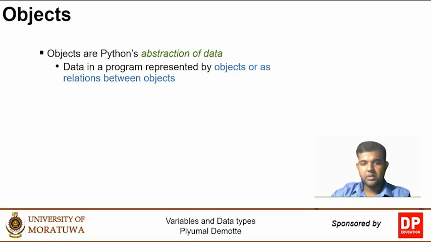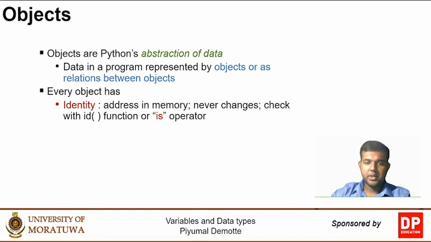So when we talk about objects, some properties of objects could be observed. These properties are necessary to understand how objects behave. Moving into properties of an object, every object has an identity. We know data resides in memory. Thus, the object associated with that data has a memory address which points to the location of data. This identity never changes during the lifespan of a program, and we can use the id function or the is operator to validate the identity of an object.